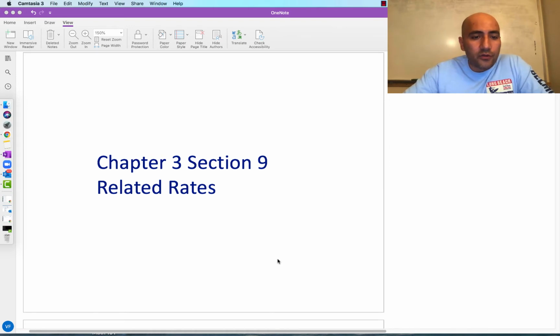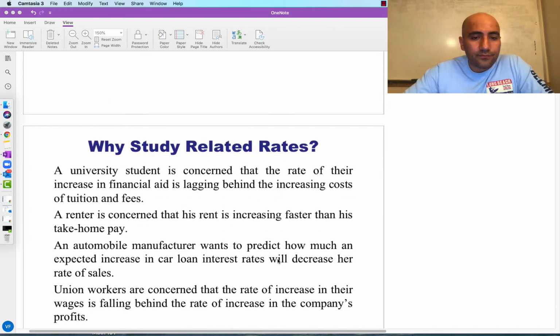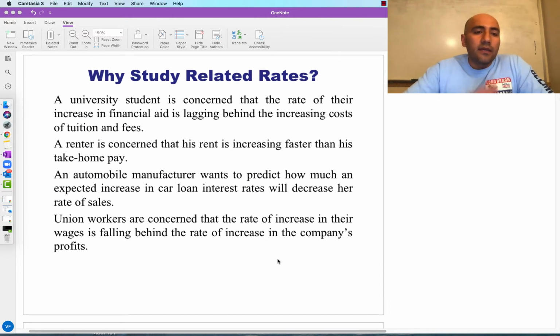So for starters, why related rates? Say a university student is concerned that the rate of their increase in financial aid is lagging behind the increased cost of tuition and fees. So that could be a scenario we're trying to study. Or perhaps a renter is concerned that his rent is increasing faster than his take-home pay, right? Again, that could be a situation we're trying to analyze.